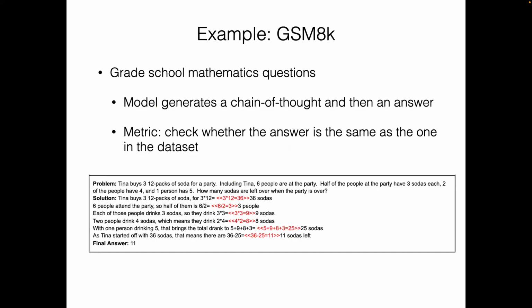But one last one is GSM8K. Here we have these grade school math questions. The problem is, given some problem, generate an answer. Typically what's done is you'll have the model generate the chain of thought that we talked about, and then an answer. The metric is to check whether the answer is basically the same one that's in the data set. So does anyone have any thoughts on pros and cons of checking just this final answer?